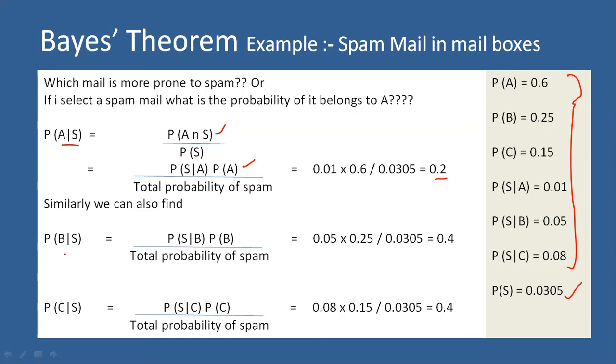Similarly, we can also find that the probability of spam mail belonging to mailbox B is 0.4. And the probability of the spam mail coming from mailbox C is P of S given C into P of C by the total probability of spam, which equals 0.4. We can take a decision that we can either remove mailbox B or mailbox C from our mobile to reduce the spam mail coming to our mailbox.